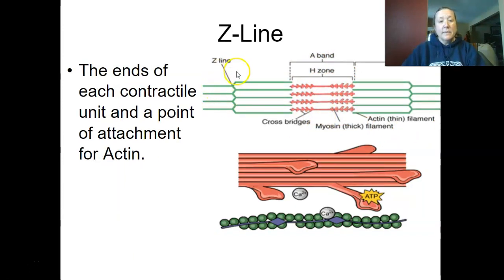So the Z lines we kind of mentioned already. Those are going to be each end of the contractile unit, or each end of the sarcomere. And that's actually where the actin is going to attach to or kind of begin, I guess you could say. So those Z lines right there hold the actin in place. And then the myosin grabs the actin from each side here and pulls it into that H zone.